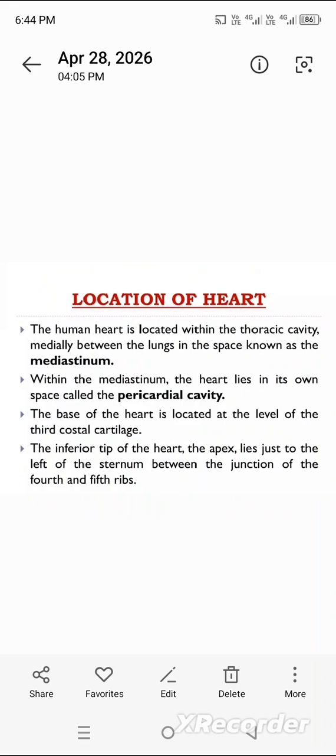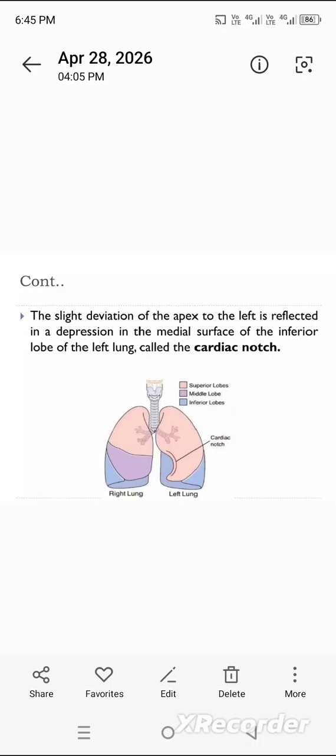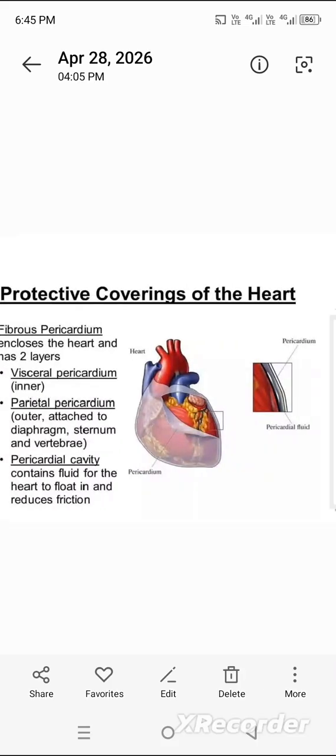And the location of the heart. The human heart is located within the thoracic cavity between the lungs, and the space between the right side as well as the left side of the lung is called mediastinum. Within the mediastinum, the heart lies in its own space, and that is called the pericardial cavity. The base of the heart is located at the level of the third costal cartilage. The slight deviation of the apex to the left is reflected in a depression, and that is the cardiac notch. Mainly, we can see it in the medial surface of the inferior lobe of the left lung.